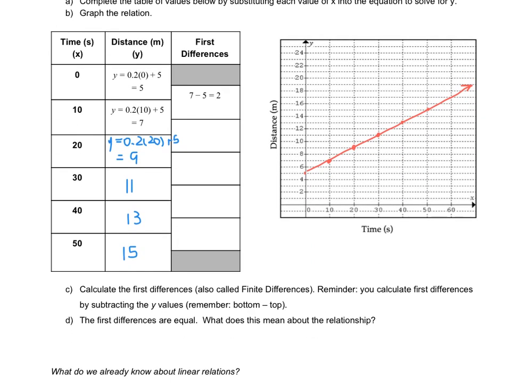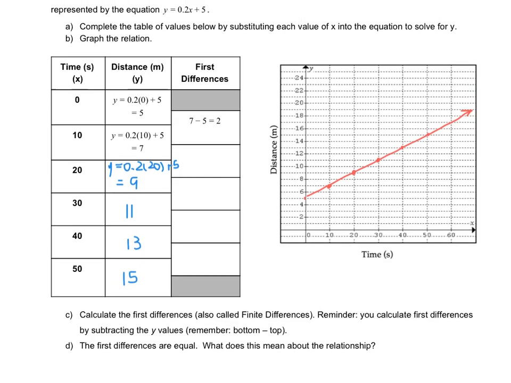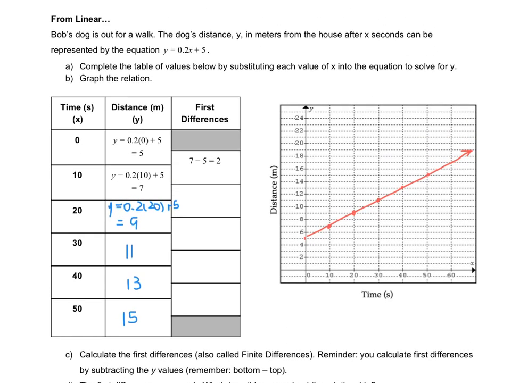So now it says to calculate the first differences. Now remember, for your first differences, you're taking all of your y coordinates, which I will highlight, 5, 7, 9, 11, 13, and 15, and you're going to subtract them. But you're going to make sure you do the bottom number minus the top number. So for this first one that I've done, 7 minus 5 is 2. I'll do another one. 9 minus 7 is 2. Now I want you to pause the video and finish off those last 3.